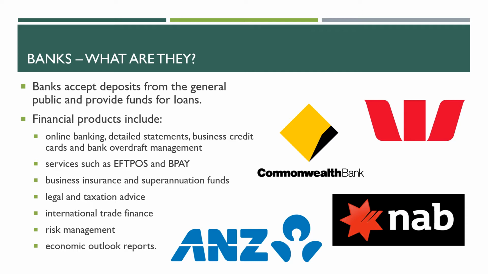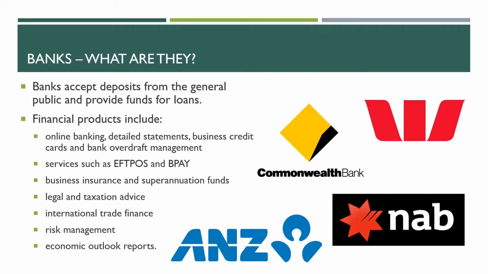What are banks? Very commonly, we can think of Commonwealth Bank, Westpac, NAB, ANZ. They're the big four banks in Australia. Generally, what they do is they take deposits from the public and then they provide funds as loans. So they take those deposits and then loan them out to people and businesses as well. And usually you get small to medium businesses that tend to bank with your standard consumer banks.